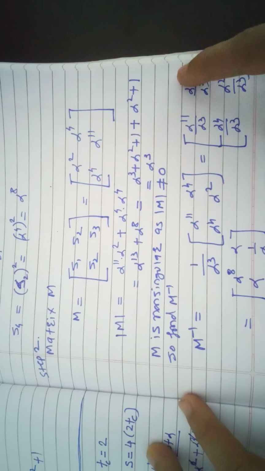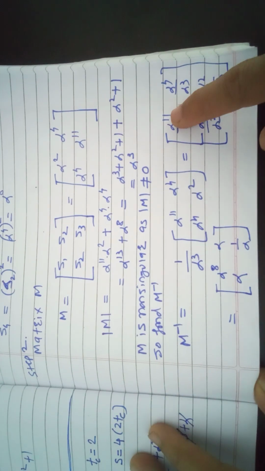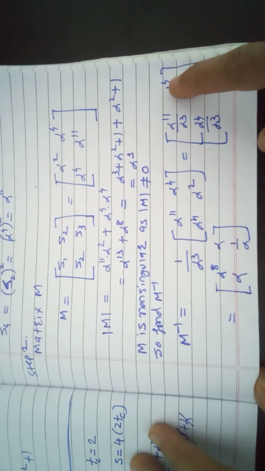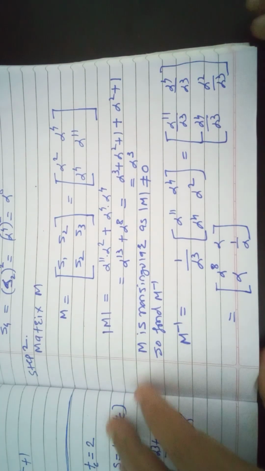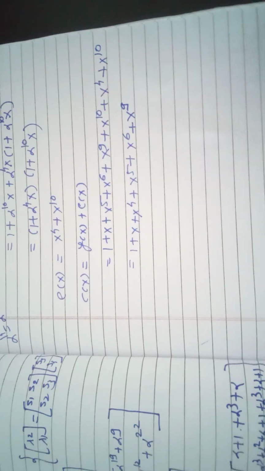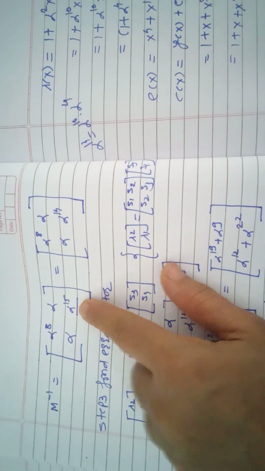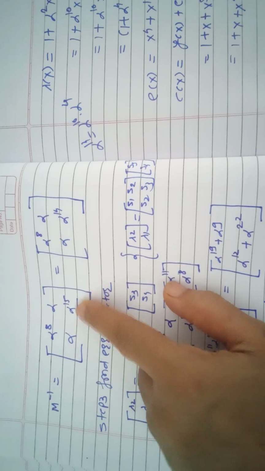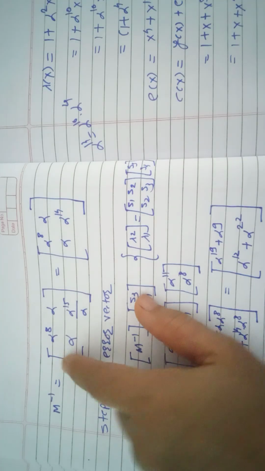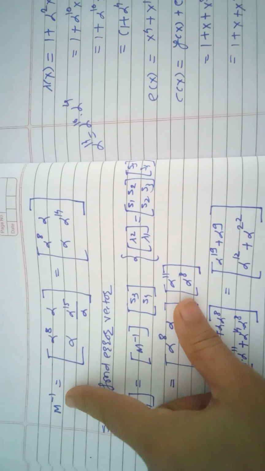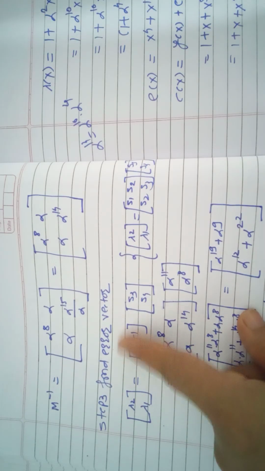Alpha 11 by alpha cube, alpha 4 by alpha cube, alpha 4 by alpha cube, alpha square by alpha cube. So that is equal to 8. And this is 1 by alpha. After that, instead of 1, write alpha 15. 1 is alpha 15. So that becomes alpha 14. So you got the M inverse. That is the inverse of matrix M.